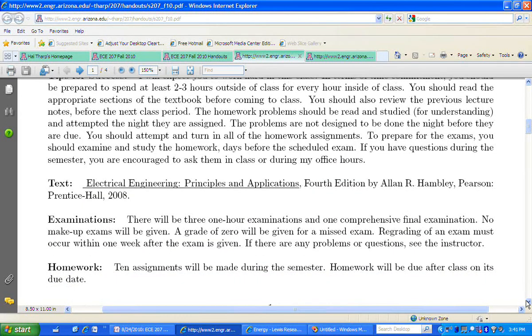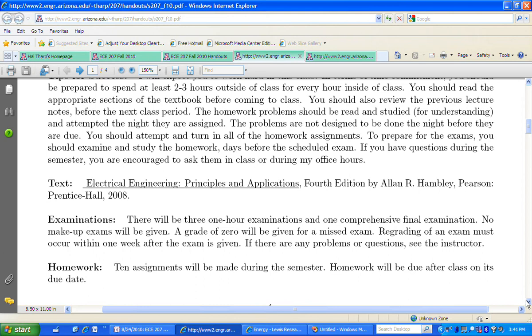How many have purchased a text? Do you remember what edition it was? Quiz. Put down your code and write, 4, is it the 4th edition?